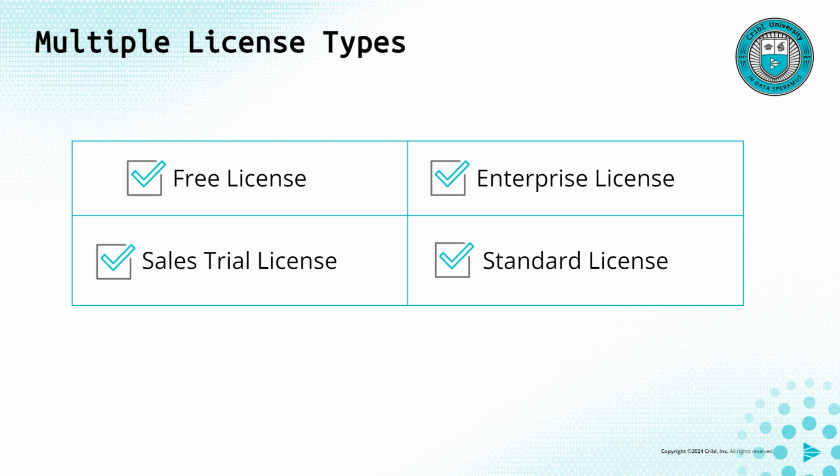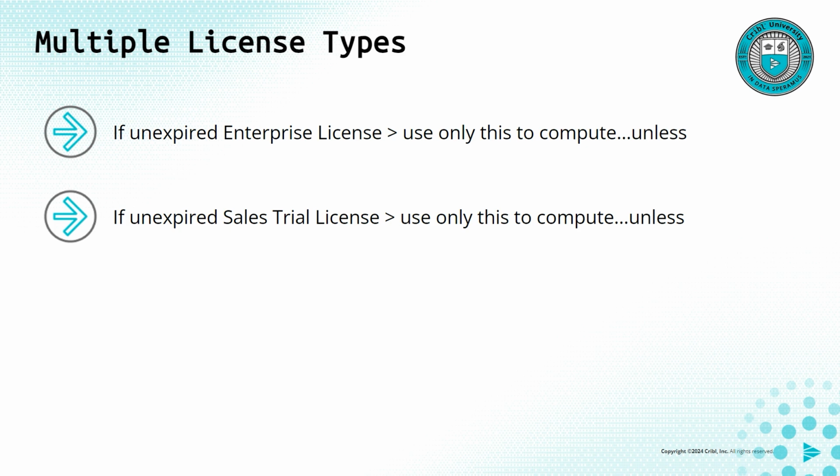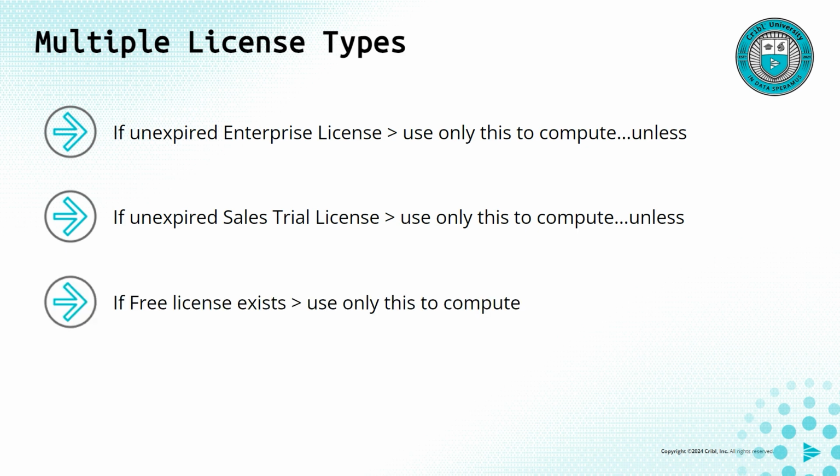I want to take a second and clarify how multiple license types can coexist on an instance. It is definitely possible. However, only a single type of license can be effective at any one time. When multiple types coexist, the following method of resolution is used. 1. If there are any unexpired enterprise or standard licenses, you will use only these licenses to compute the effective license. Otherwise, if there are any sales trial licenses, you will use only sales trial licenses to compute the effective license. Otherwise, if a free license exists, you'll use only the free license to compute the effective license.